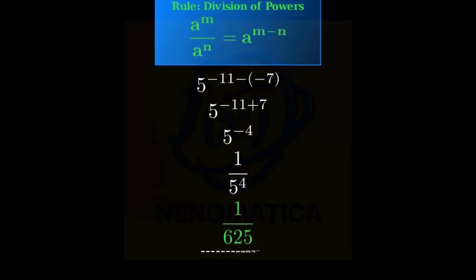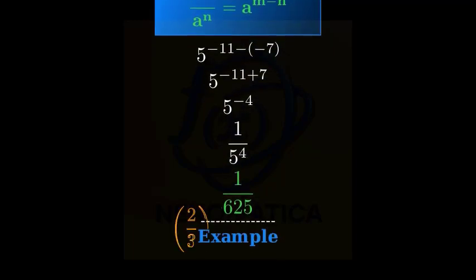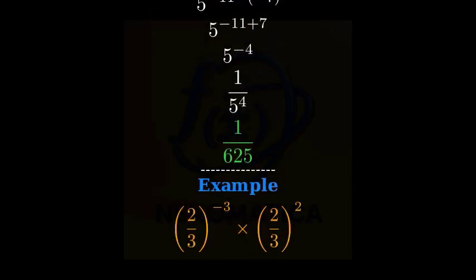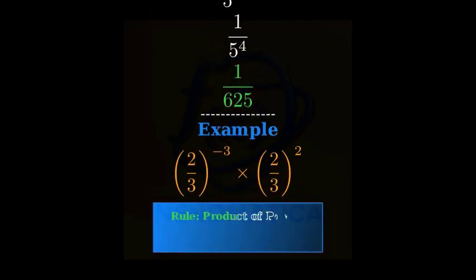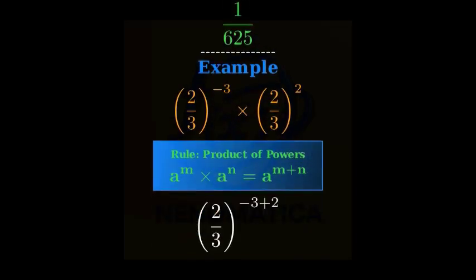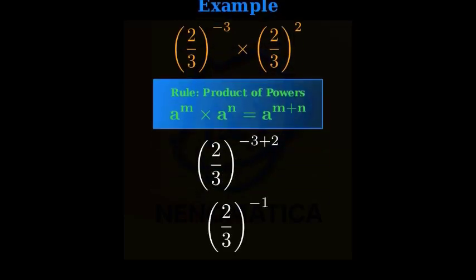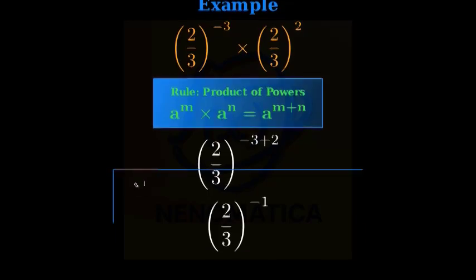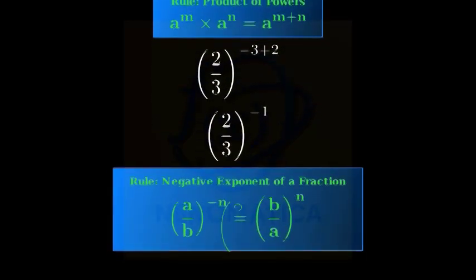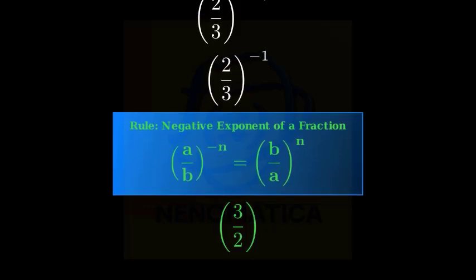Now for our third example, we have 2/3 raised to -3 multiplied by 2/3 raised to 2. When multiplying expressions with the same base, we add the exponents. So we have 2/3 raised to -3 plus 2. -3 plus 2 equals -1. So we have 2/3 raised to -1. For a negative exponent with a fraction, we can apply the rule that a fraction raised to a negative power equals the reciprocal of the fraction raised to the positive power.